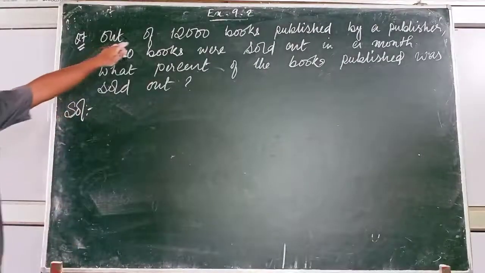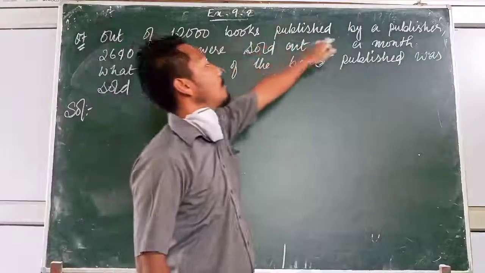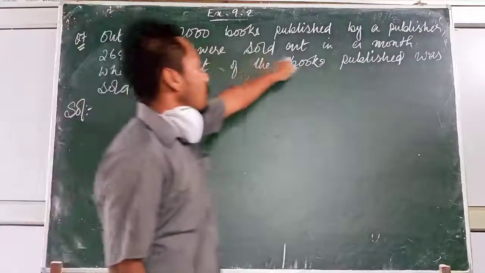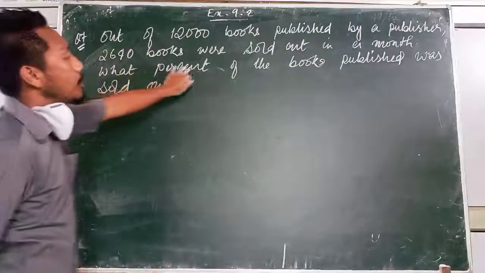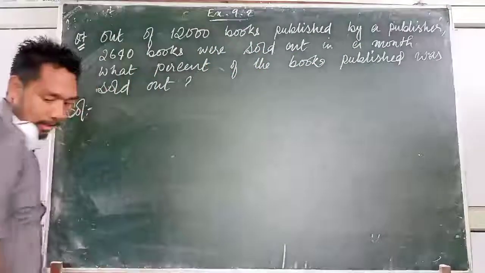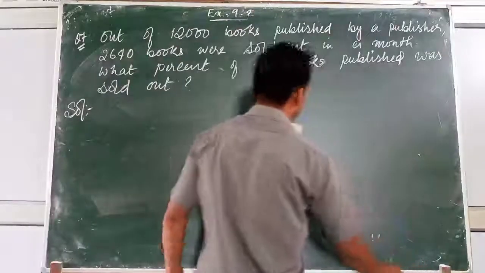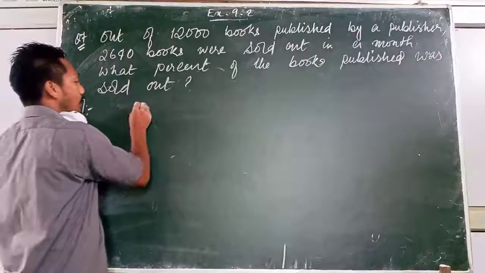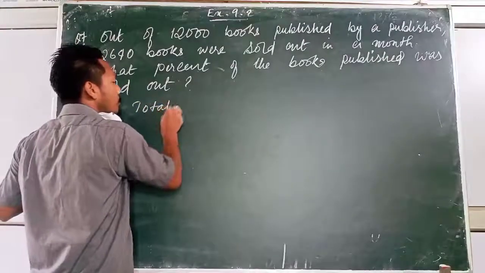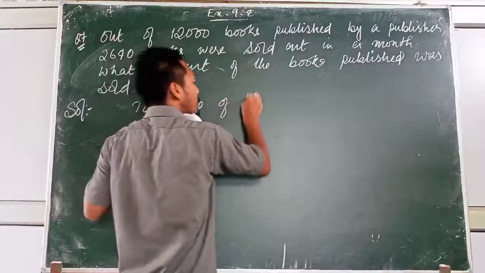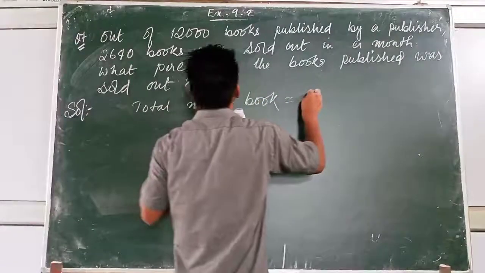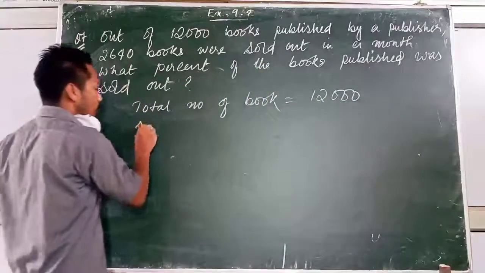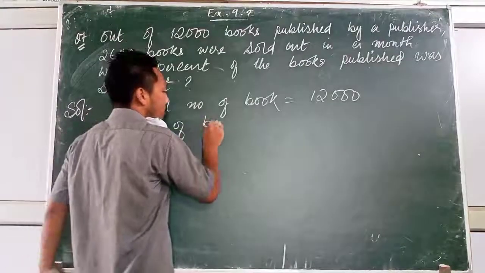Next: out of 12,000 books published by the publishers, 2,640 books were sold out in a month. What percentage of the books published was sold out? We have to find the percentage. Total number of books is 12,000. Number of books sold out is 2,640.